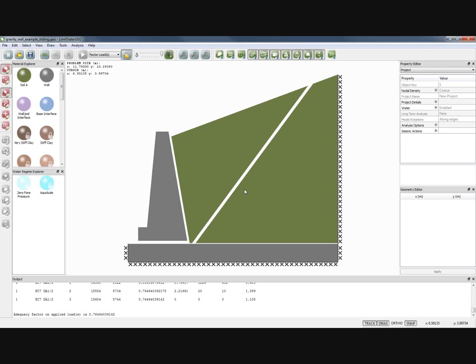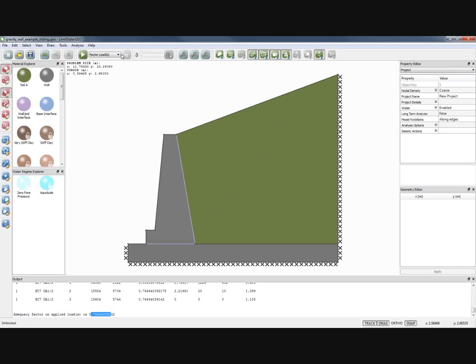So I've done a factor load analysis, and now I've got an adequacy factor on the load of 0.76. So that says you've got to multiply the weight of the soil by 0.76 to get collapse, which means that the system as currently specified is unstable with those partial factors applied. And that's what we'd expect, given the numbers we'd seen before. We're actually factoring the soil strength down too far to give us a stable design as originally specified.